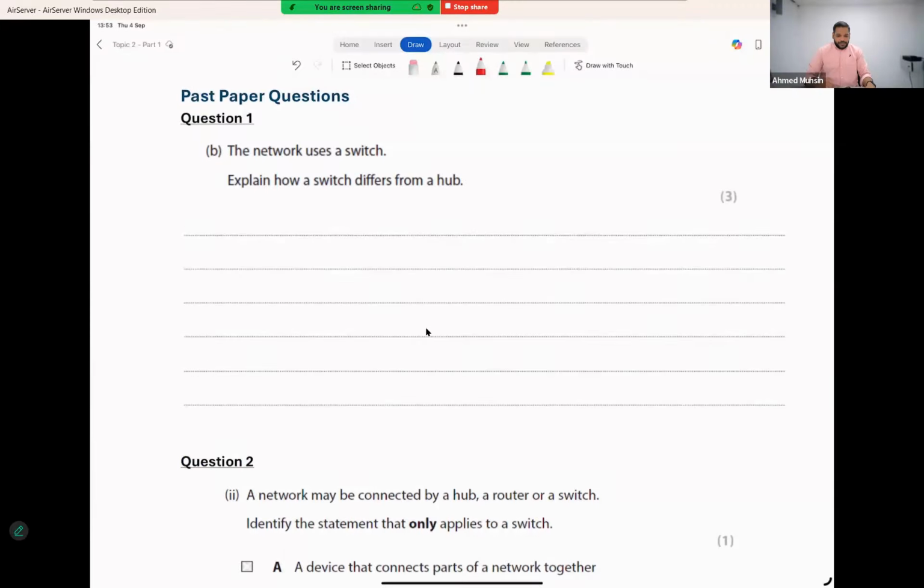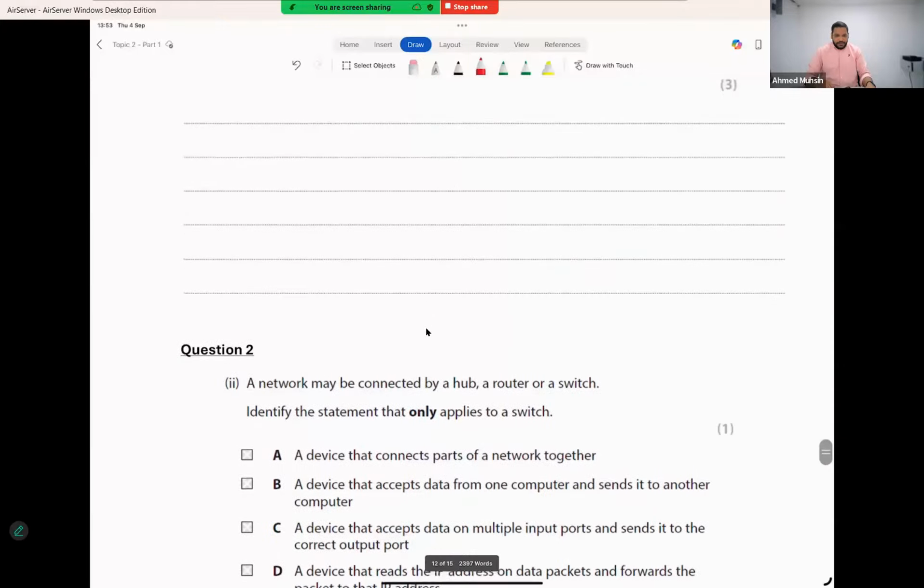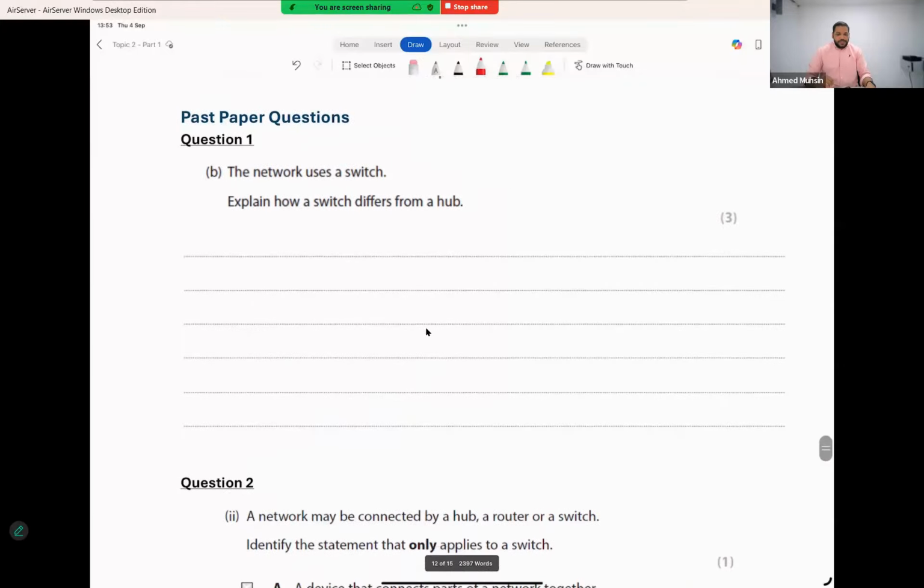The network uses a switch. Explain how a switch differs from a hub. Shall I start like this? Shall I say the switch is a smart device while a hub is a dumb device? A switch does processing, right? A hub just forwards everything it receives. We'll start with that, Willow.